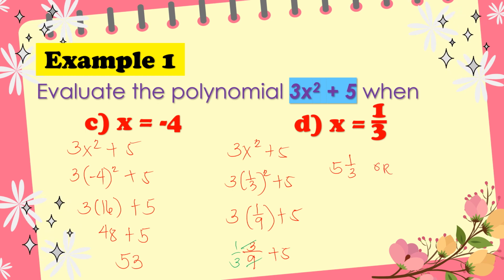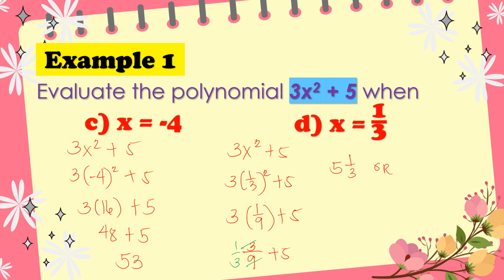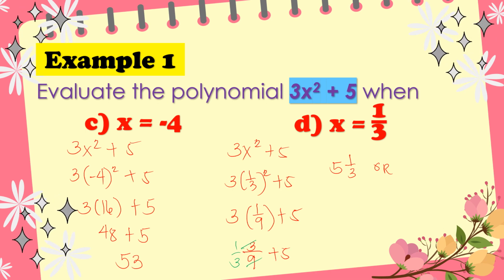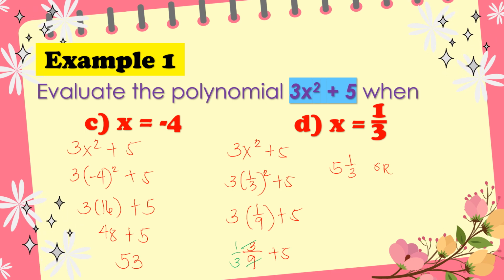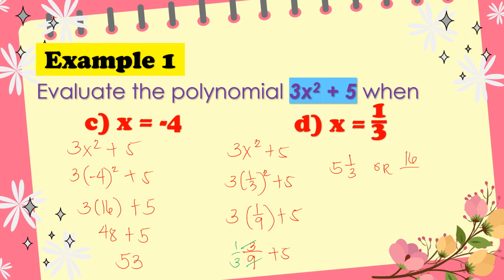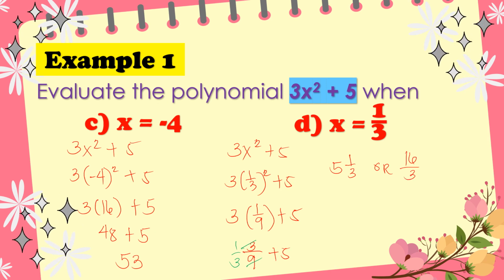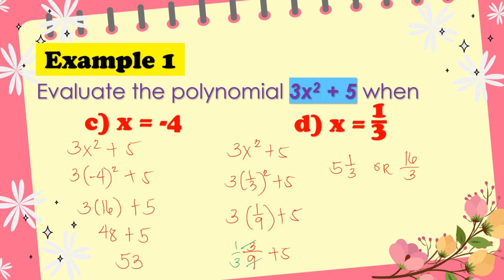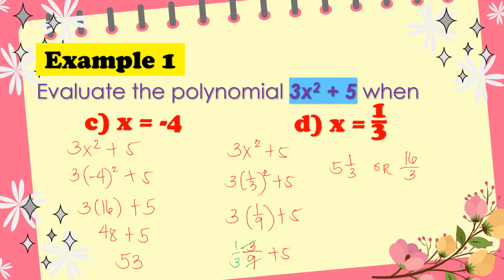Or, you could express it in improper fraction. 5 times 3, 15 plus 1 is equivalent to 16. And then copy the denominator. So the answer is 5 and 1/3 or 16 over 3.